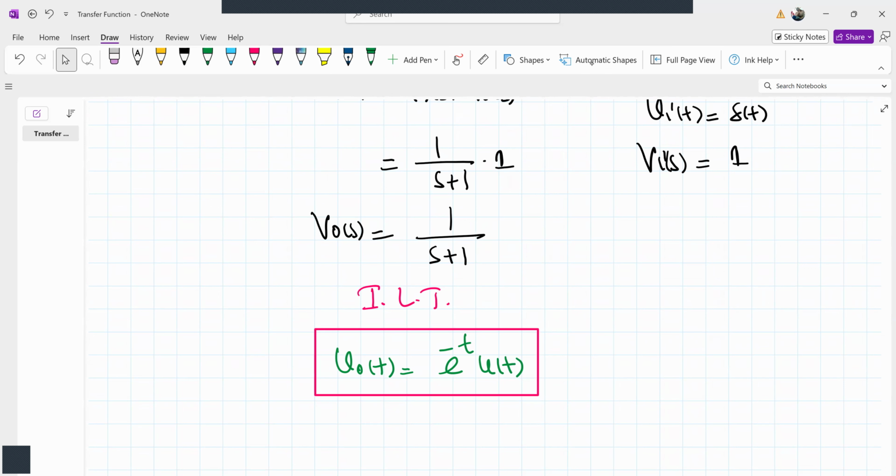Very simple. Let me end this session here. In the next session, we'll learn how to write the output of a network directly if the input is sinusoidal. Okay, let me end this session here.